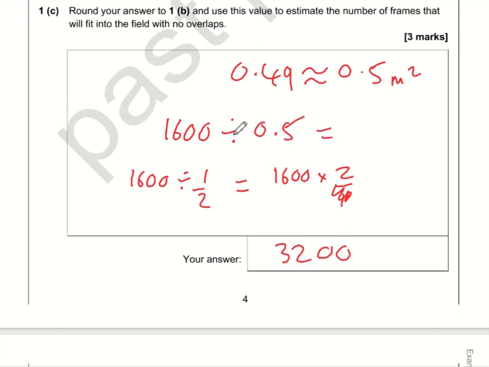Alternatively, when you don't want to divide by a decimal, if I multiply both of these numbers by 10, I'm going to get 16,000 divided by 5, and now I can just use the bus stop method, and again I'll get the same answer, 3,200. 1600 divided by 0.5 is exactly the same as 16,000 divided by 5.